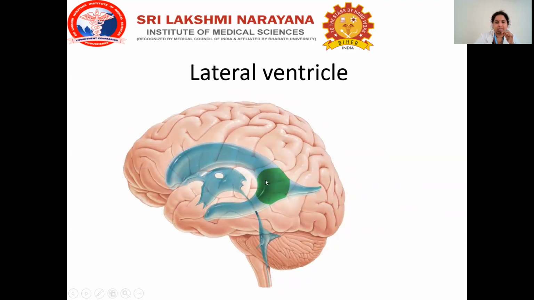The part of the lateral ventricle where the body, posterior and the inferior horn meet is called collateral trigone. Before going into the descriptions of lateral ventricle, let's see some of the parts of the cerebrum.